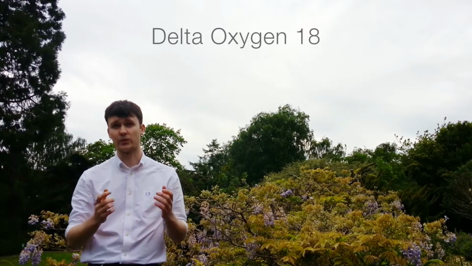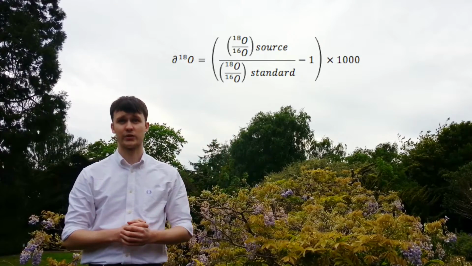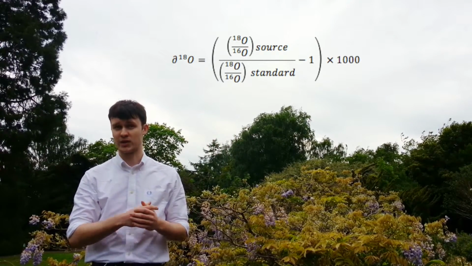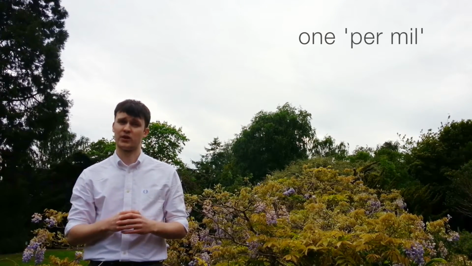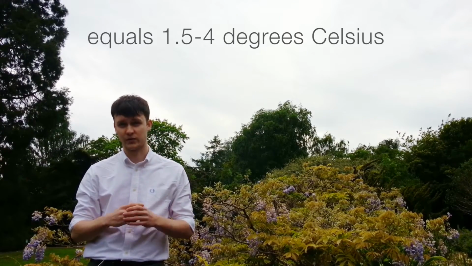For practical reasons, the difference in oxygen-18 between the ocean standard and the source is used. This is known as delta oxygen-18. The equation we see here describes the relationship between the delta oxygen-18 found in the source, such as an ice core, and that found in the ocean. As this is often a small number, this relationship is multiplied by 1000 to give an answer in parts per thousand, or per mil as it's also known. 1 per mil of delta oxygen-18 corresponds to a temperature difference of around 1.5 to 4 degrees C.